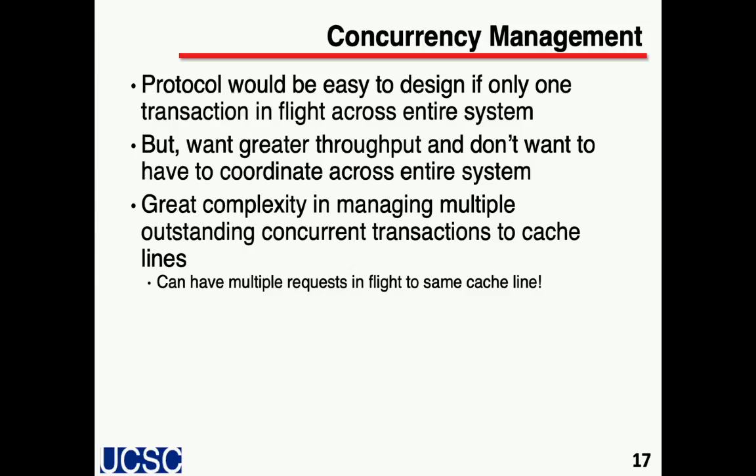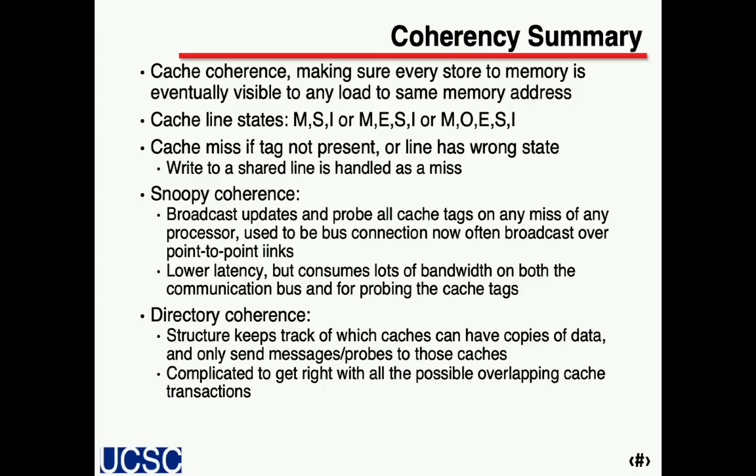OK, so let's just give you a flavor of the challenges, and then wrap up coherency. So we've talked about the point of cache coherence: to make sure that every store to a memory is eventually visible to all loads to the same address, right? So every cache has the same value for a single address. And so we showed you 3 protocols, MSI, MESI, and MOSI. Those are all snooping based.